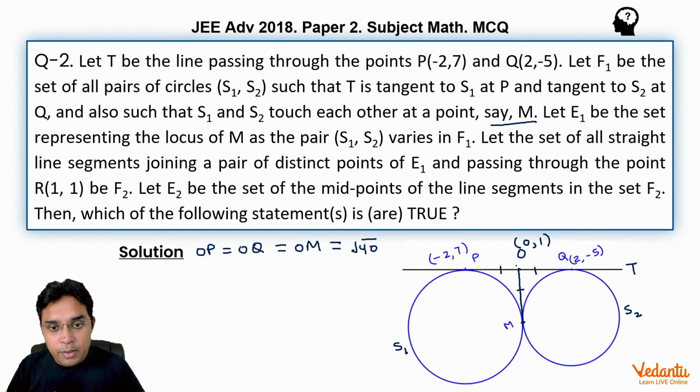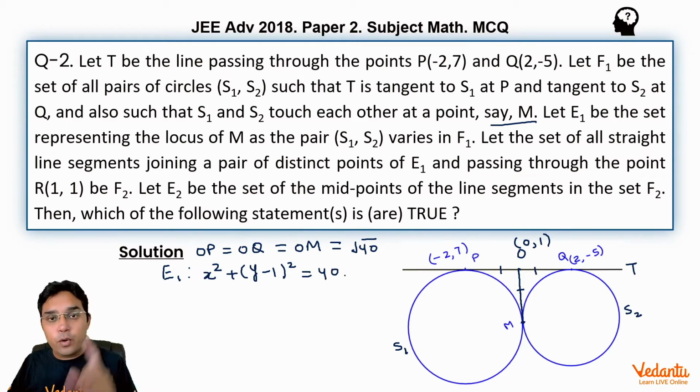Now M is a variable point. Because OM is root 40 and O is a fixed point, the locus of M, which is given to us as E1, will be a circle with center at O and radius equal to root 40. So we can write this as x squared plus (y minus 1) whole squared is equal to 40.